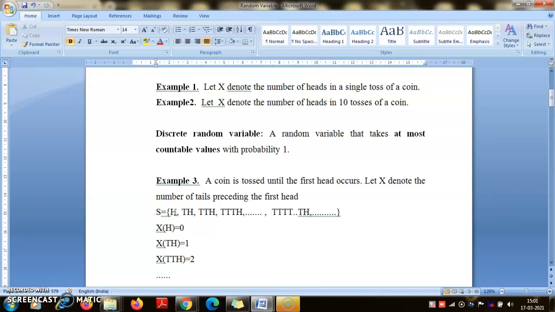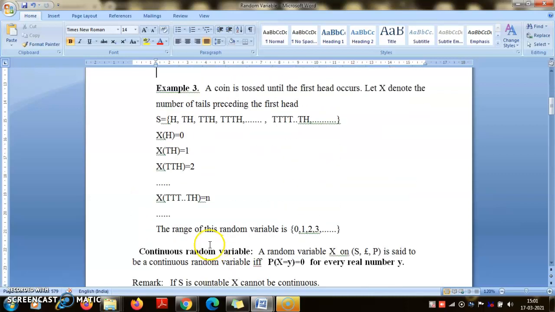Now if I count the number of tails preceding the head in each case, in the first case there is no tail, so 0. In the second case it is tail, head, so 1 tail, so 1. Tail, tail, head, there is 2, and so on. So when there are n tails preceding the first head, then it is n. Also, if we count the number of tails, it can be 0, 1, 2. You cannot say that there is some last value of x. So this is an infinite set, and the random variable is taking all the non-negative integer values. So we call it a discrete random variable.